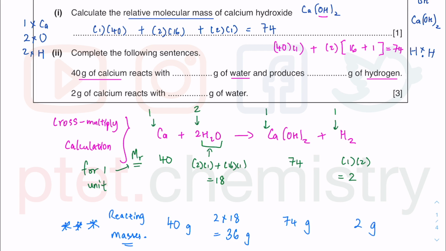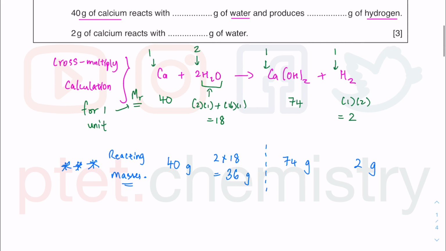You will have noticed that on the left hand side, I have 40 and 36 grams, so altogether I have 40 plus 36, which is 76 grams. And on the right hand side, 74 plus 2 give me 76 grams. In science, in chemistry, we do not create matter, we do not destroy matter. Matter refers to solid, liquid, and gas.